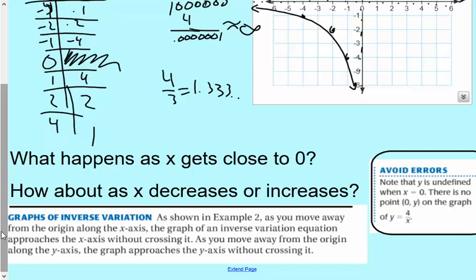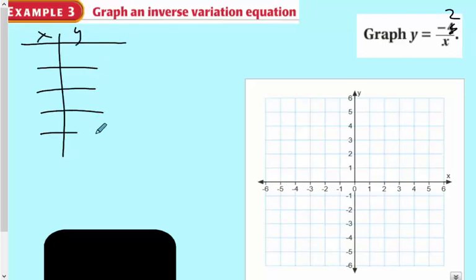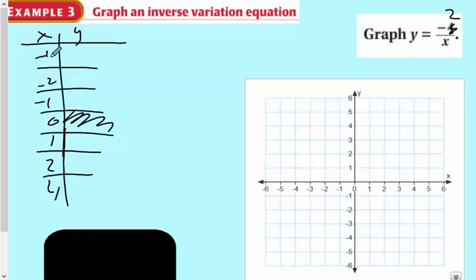So there's some information that I just talked about here. Let's go through another one. I'm going to pick a different number instead of using 4. Let's use -2 divided by x. Again, x can't be 0 in this problem, so I'm going to put 0 in the middle, and then I'm going to use 1, 2, and 4, and -1, -2, -4, again because the numbers are going to be a little bit nicer.